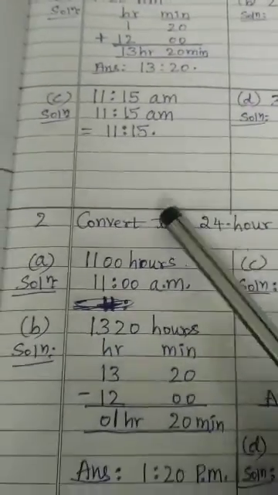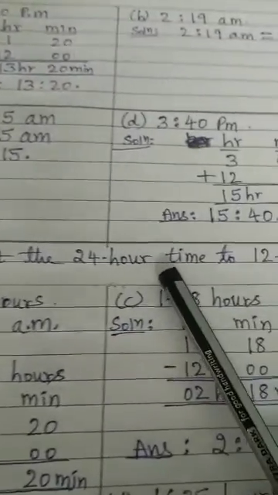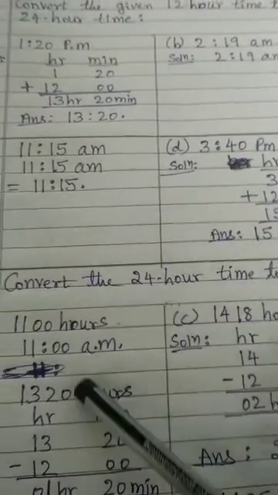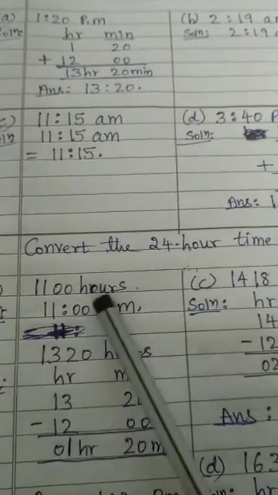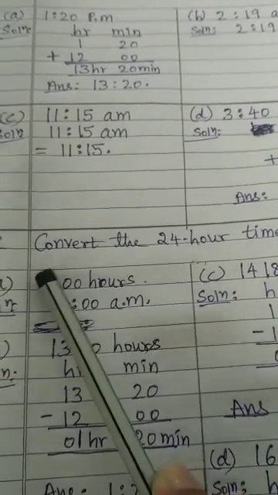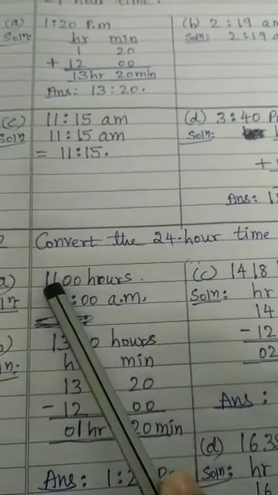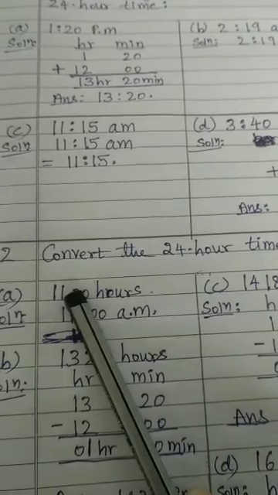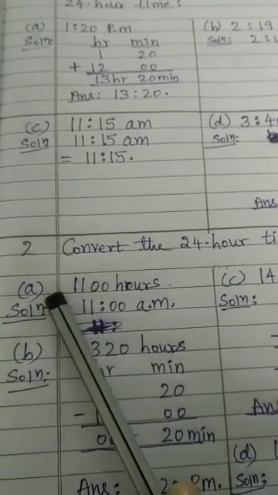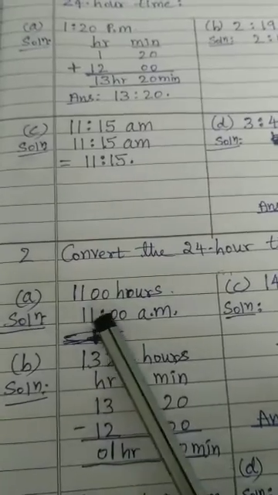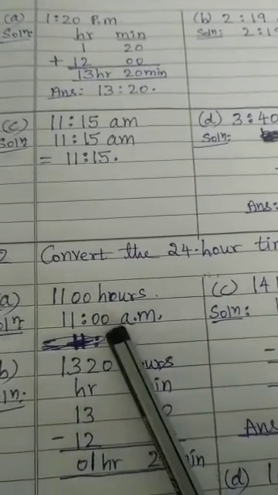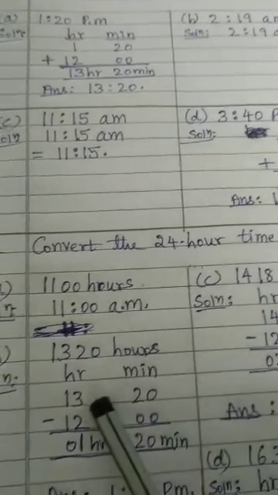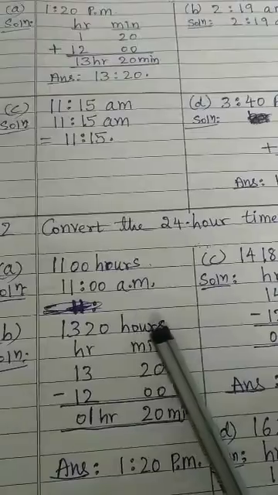Now the reverse. The second main question is: convert the 24-hour time to 12-hour time. This is the reverse. A question, see 11 hours. This is 24-hour time. 11 hours. When you see after 12 only, it is 24-hour time. So A question, 11 hours means it is nothing but morning 11 o'clock. So the solution, directly you should write 11 AM.